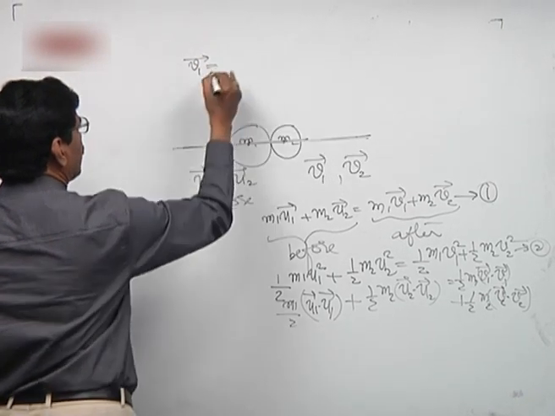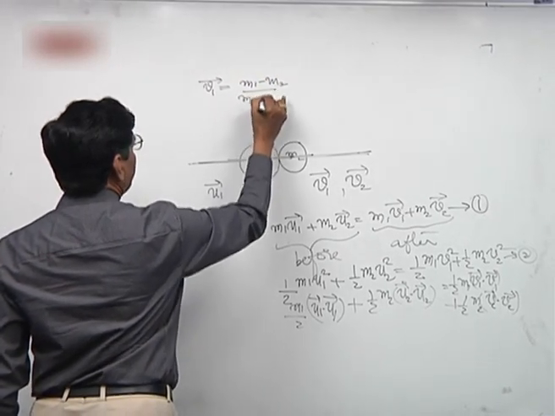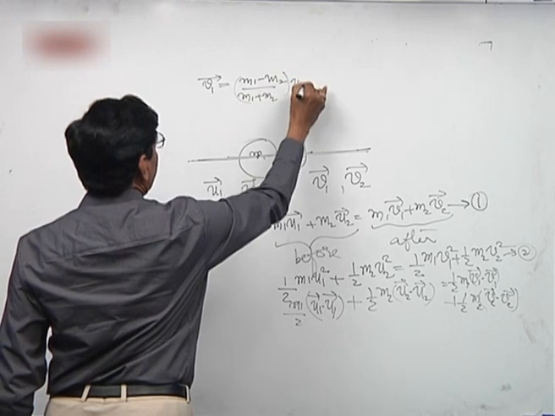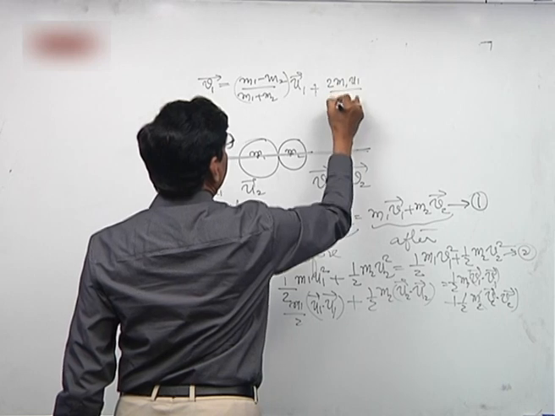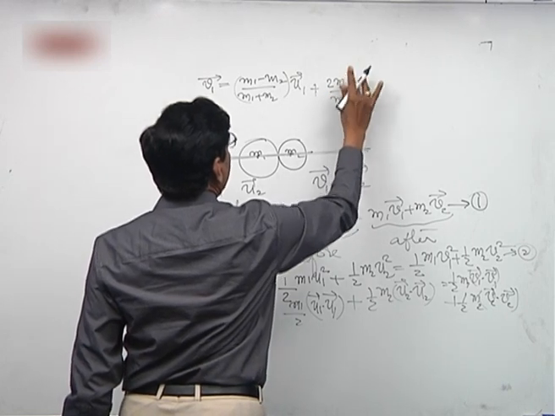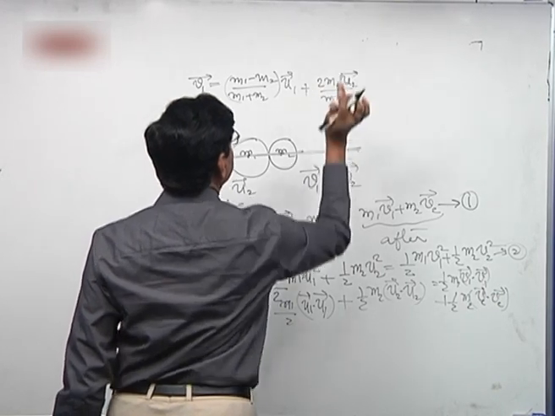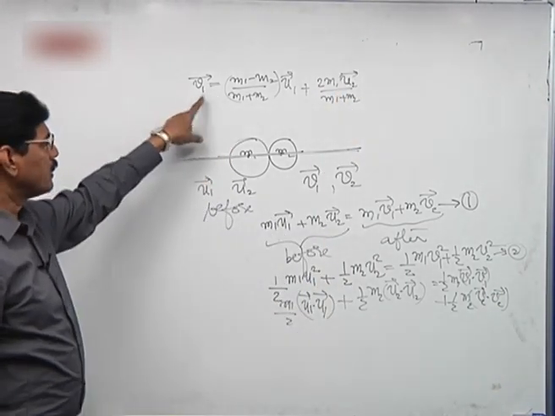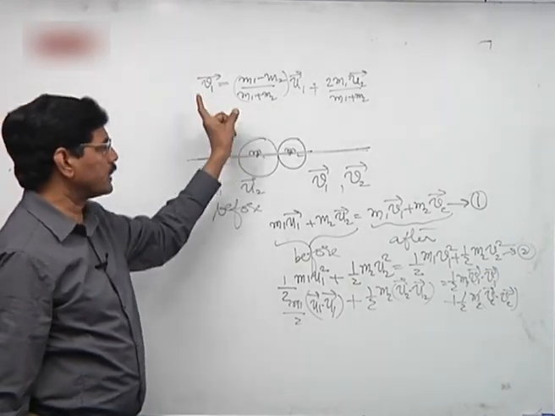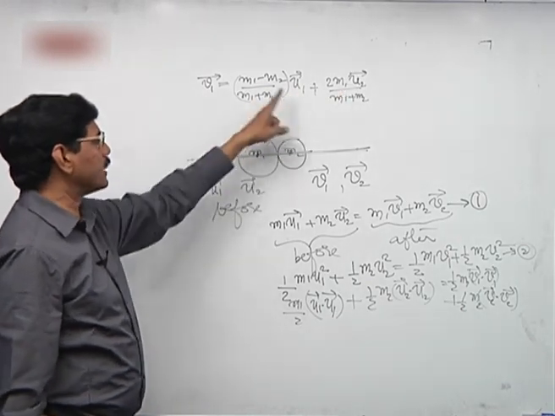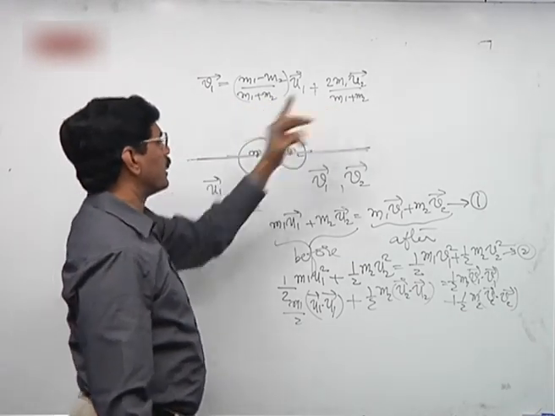we get the expression for head-on elastic collision as v1 equals m1 minus m2 by m1 plus m2 into u1 plus 2 m2 u2 by m1 plus m2. That is the velocity of the first ball, the incident ball. The velocity after collision depends on the initial velocities of the incident ball as well as the target ball, and also on the masses of the balls.